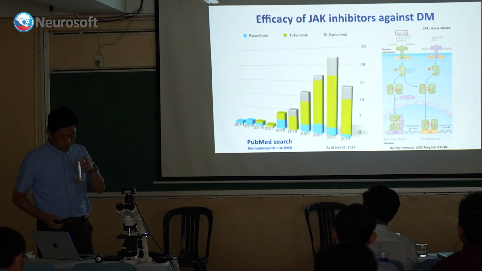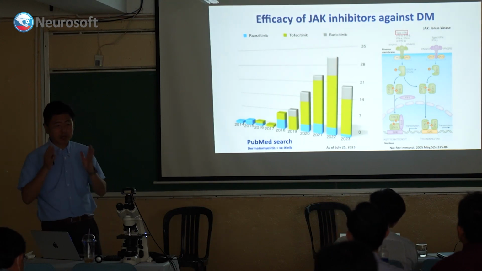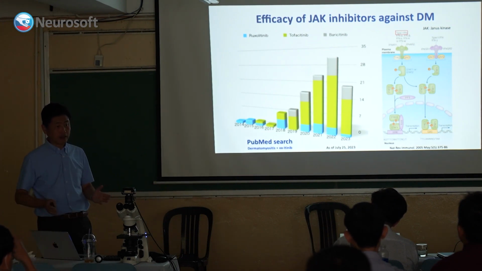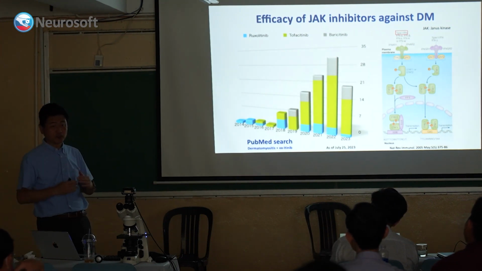So this indicates that type 1 interferon is really important for the mechanism of dermatomyositis, and this concept is very useful for the development of therapy as well, right?